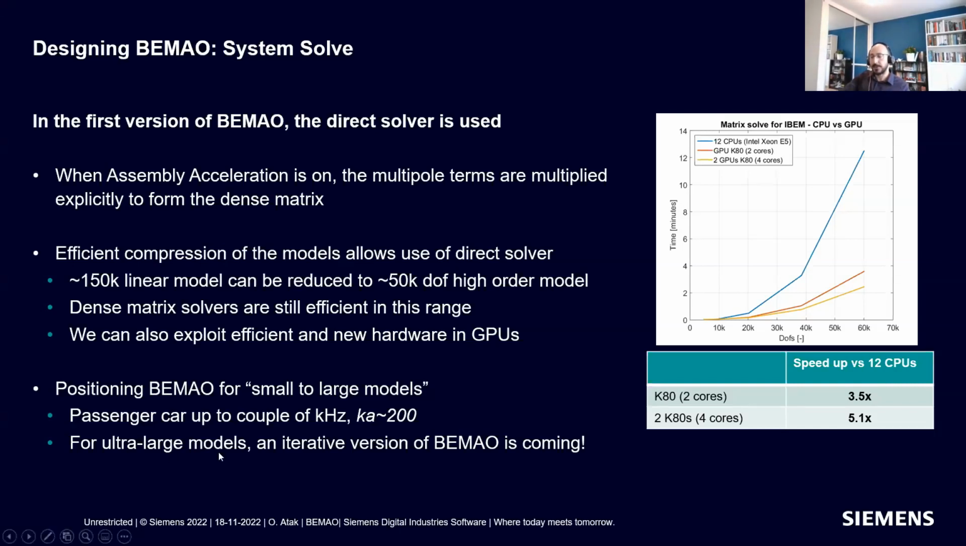And then an ultra large model would be trying to push that car to 5 kilohertz, 10 kilohertz. That would be ultra large. But of course, then you really need a method that scales, like an iterative solver. And I can confirm that this is on the roadmap. This is something that we are actively working on, and a colleague is the person who's taking the lead there.